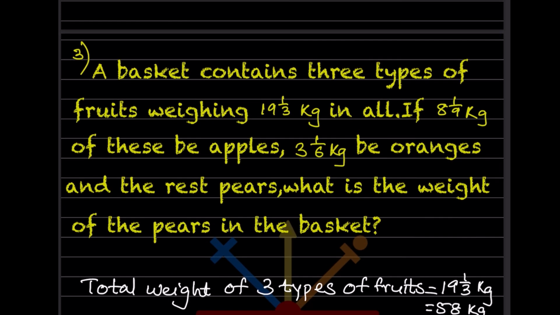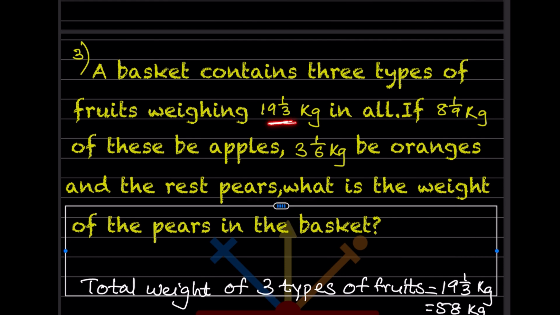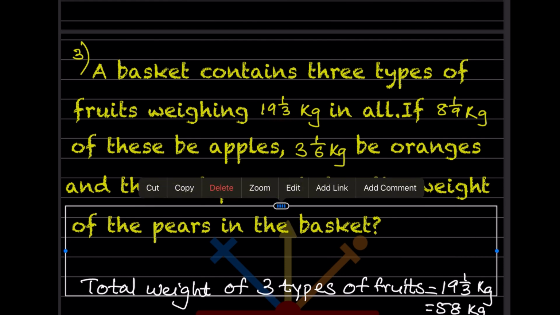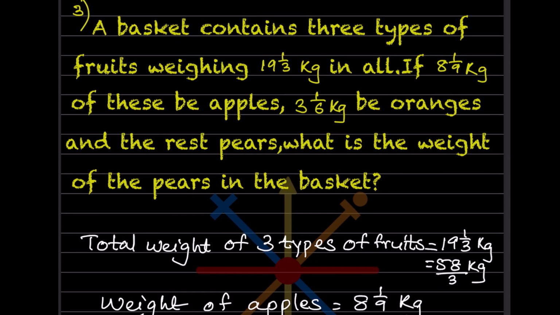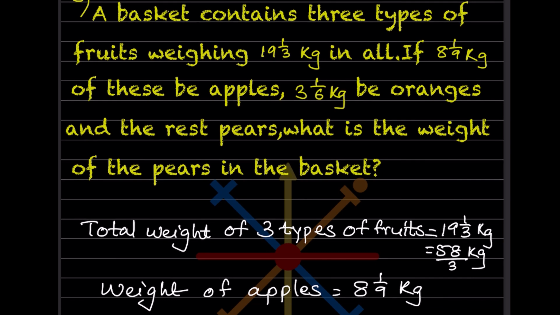Now here, a basket contains 3 types of fruits weighing 19 integer 1 by 3 kilogram in all. If 8 integer 1 by 9 kilogram of these are apples, 3 integers 1 by 3 kilogram be oranges and the rest pears, what is the weight of the pears in the basket? So now it's given 3 types of fruits are weighing 19 integer 1 by 3 kilogram in all, means the total weight is given.